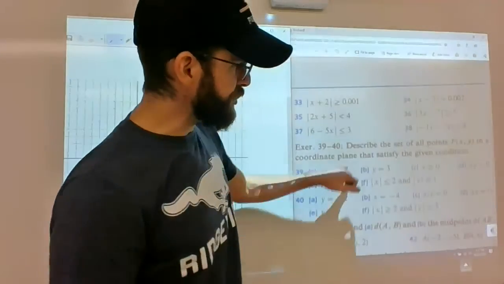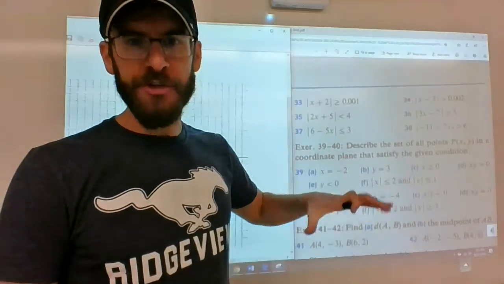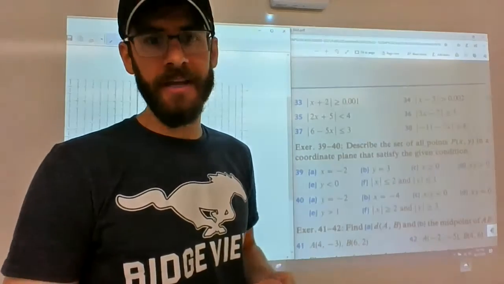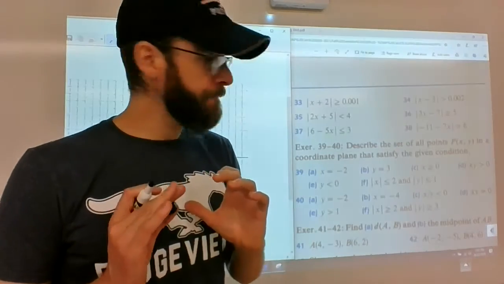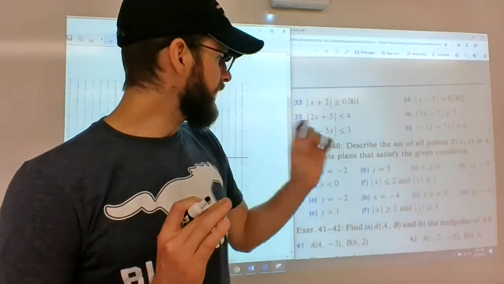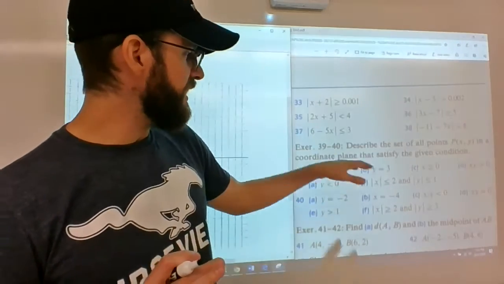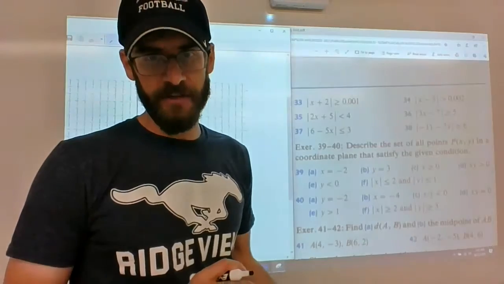It says describe the set of all points, and usually they'll use capital P when we're talking about, in a calculus context, what a point is. It's just an xy coordinate. So describe the set of all points in a coordinate plane that satisfy the given conditions.